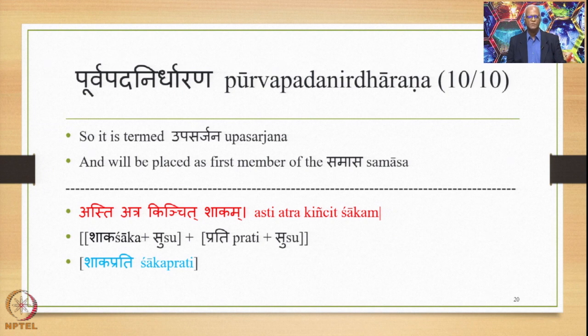So if the laukika vigraha is asti atra kinchit shakam, this gets transformed into shaka plus su plus prati plus su. Remember, pratina was mentioned in tritiya in the samasa prescribing sutra, supratina matrarthe. So now pratina occupies the second member position of the compound, whereas shaka plus su, this is a subanta, occupies the initial position of the compound. And the finally derived output is shaka prati. This is how purva pada nirdharana happens.